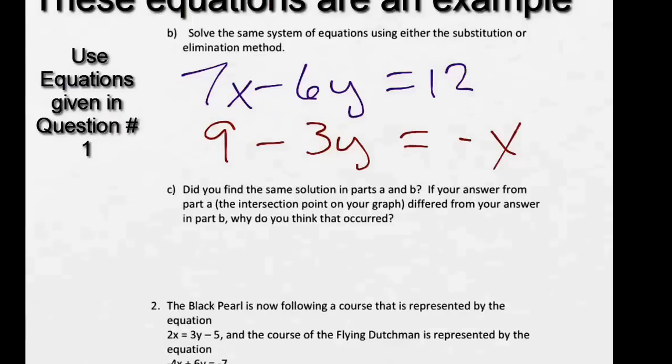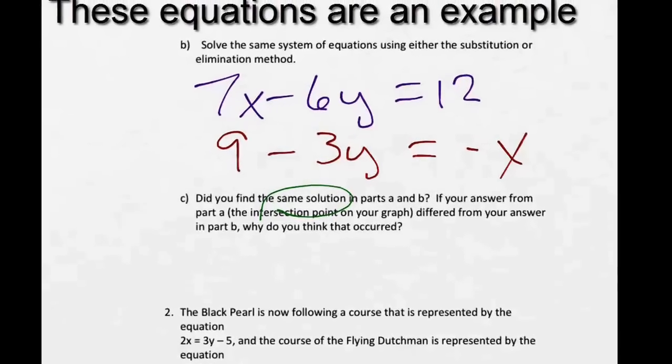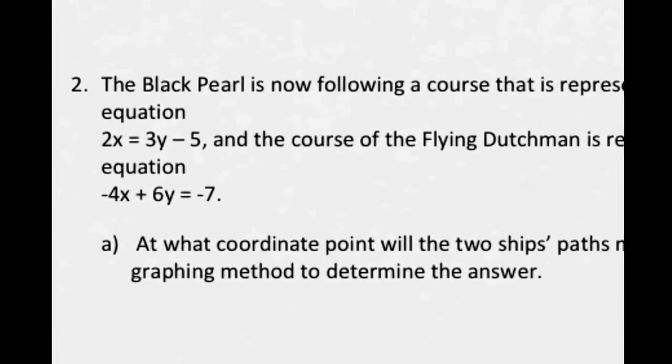And the next thing is, did you find the same solution for parts A and B? When you graphed it, did you get the same solution as when you used an algebraic method like substitution or elimination? You should, and the reason why is because graphically speaking, you should identify where they intersect as the same thing as the solution to an algebraic method like substitution or elimination. You could be off, maybe because of human error, because you didn't know how to graph them, something like that. So you should get the same answer, but if you don't, then explain why you did not get the same answer.